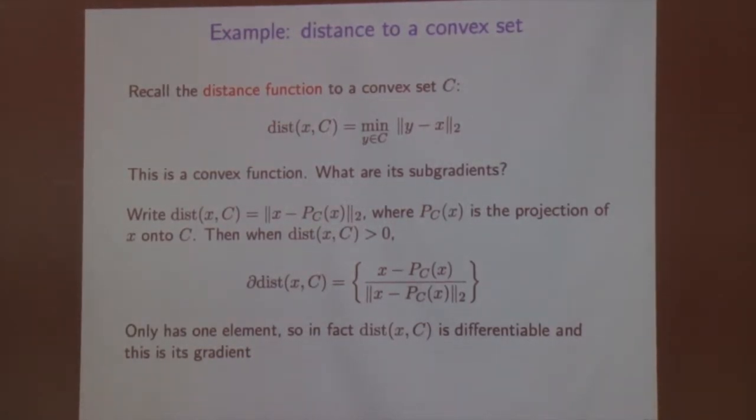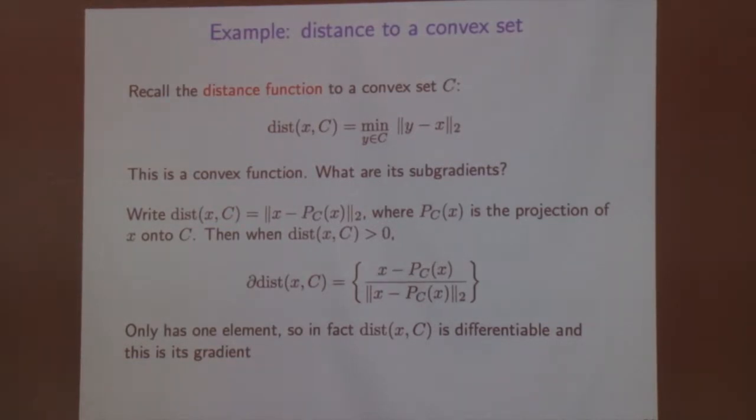First of all, we know this function is convex from one of our earlier classes. And second of all, I claimed that the set of subgradients of this function actually only contains one element. So that must be its gradient. That was what we ended with last time.